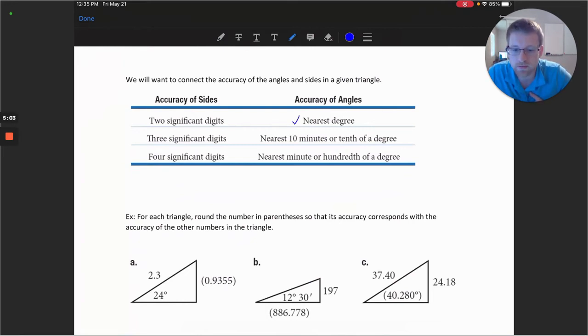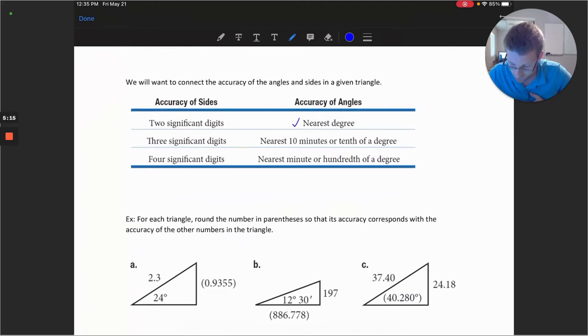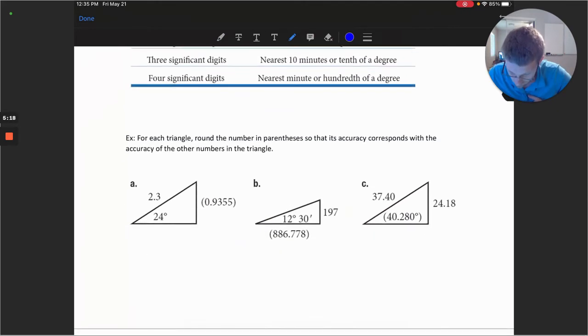So let's take a look at the next example, and we'll take a look at these triangles and how we want to round the given sides or angles based on the other two figures. So if we take a look at problem A, we want to, for each of these triangles, round the number in the parentheses so that its accuracy corresponds with the accuracy of the other numbers in the triangle. So we can consider these other two numbers. We have an angle to the nearest degree, and we have two significant figures for our side length.